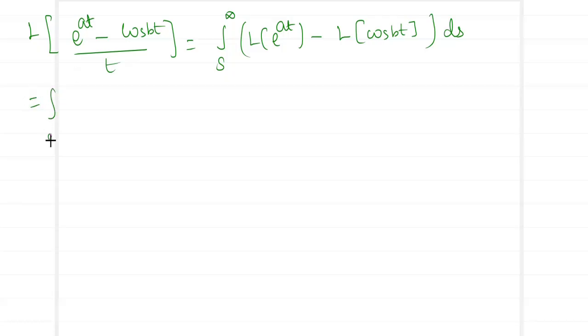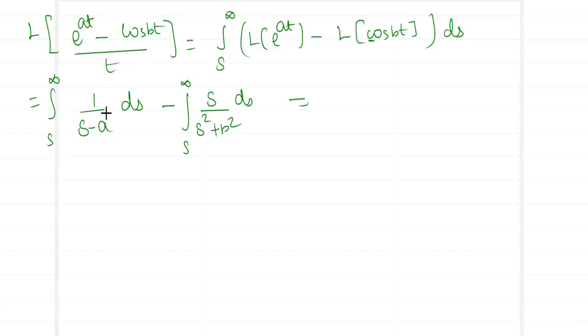So it is integral from s to infinity. What is Laplace of e power at? It is 1 divided by s. If it is plus a, then here it has to be minus a, with respect to ds, minus what is cos bt? If it is cos, then the numerator has to be s. So it is s divided by s square plus b square, integral from s to infinity ds.